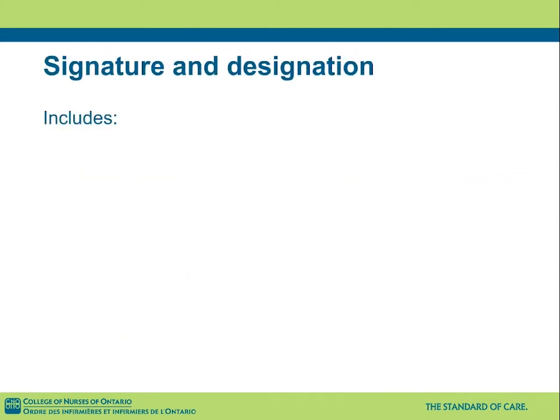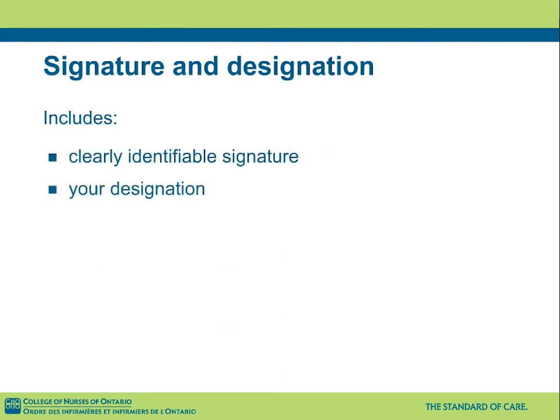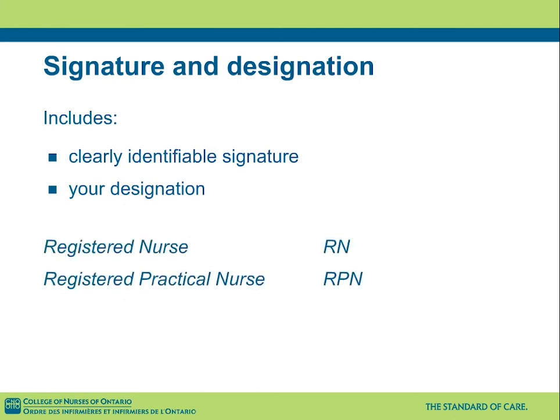Another aspect of communication is to include a clearly identifiable signature, including designation, on all documentation. Use of your initials is acceptable if there is a master list that provides your full signature, designation, and initials. Your designation will be either RN, RPN, or NP. Other degrees or certificates may be included with your signature depending on your workplace's policy, but they are not required by the college.